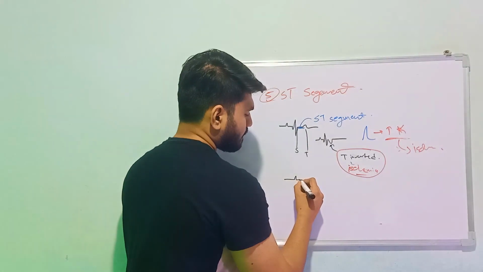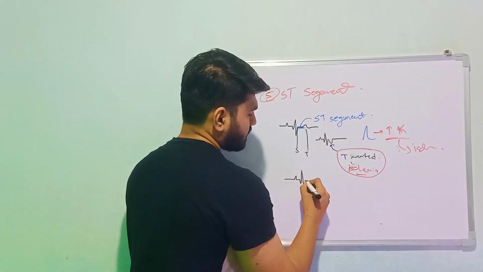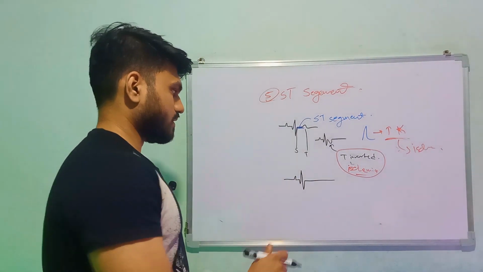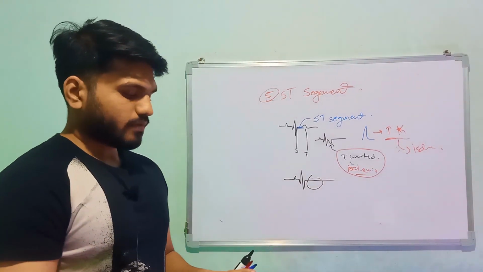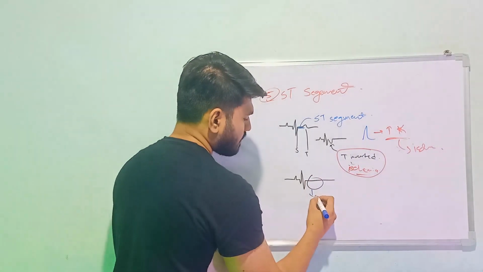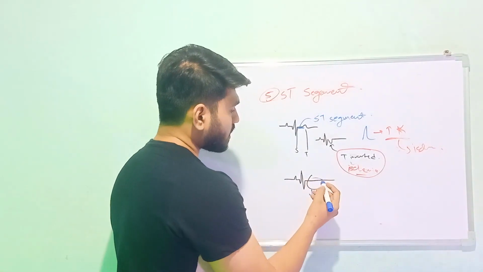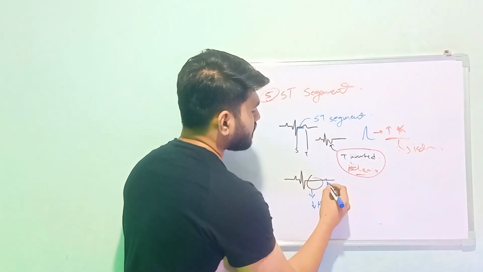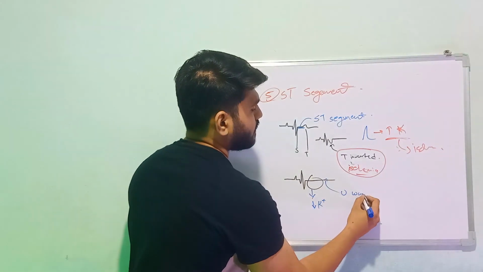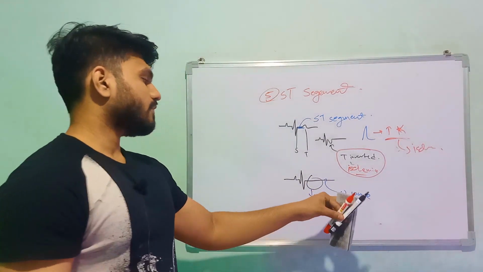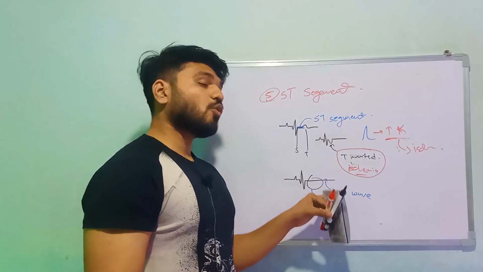Sometimes we also see it like this. This is a P, this is a Q, R, S, and then flat like this. There is no T wave. This means we are having hypokalemia. Or sometimes there is no T wave but we will see a small bump here. This is our U wave. Like I have told you in the previous video, U wave represents hypokalemia.